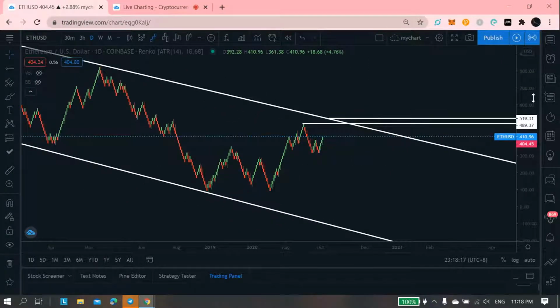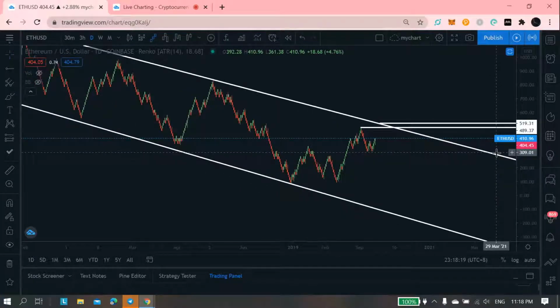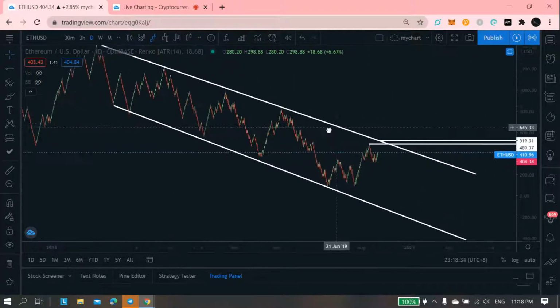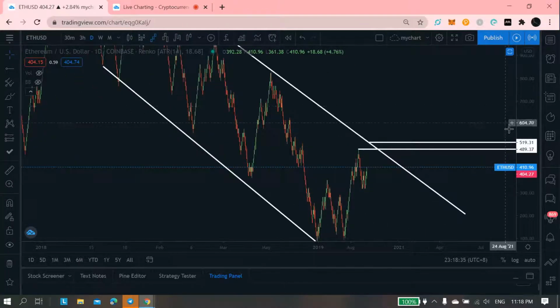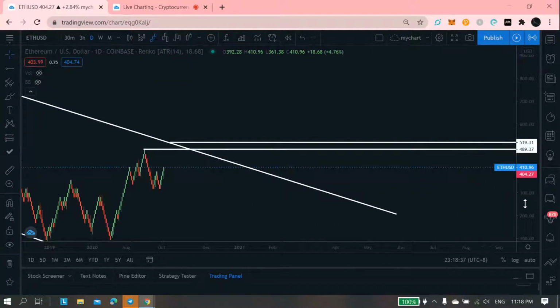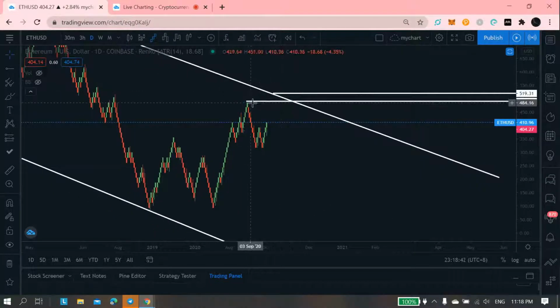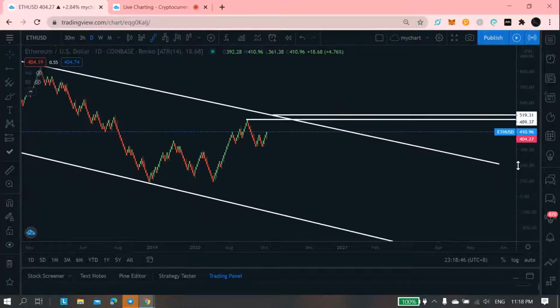So actually, I also have a time-based futures position ending December, and I'm still waiting. My portfolio is still open with a target of around the 500 area. So let's see if Ethereum will finally break this long-term downtrend.